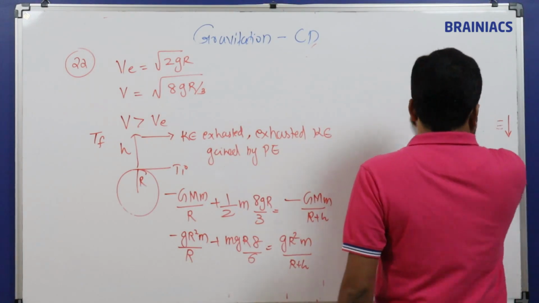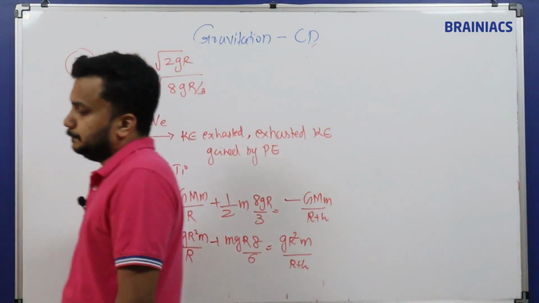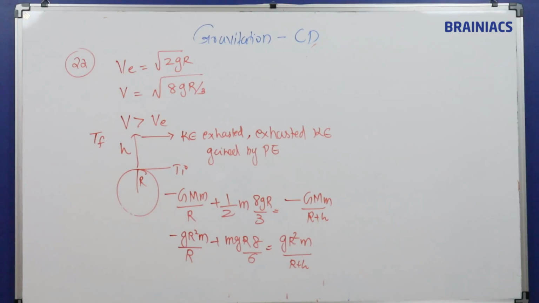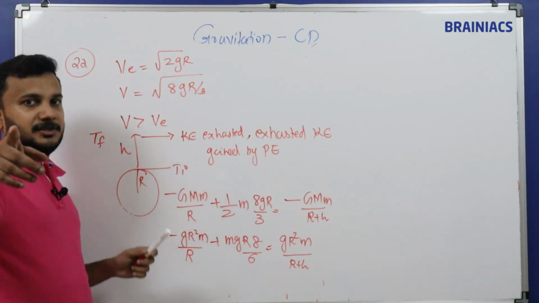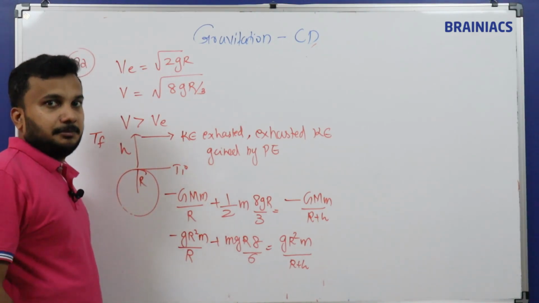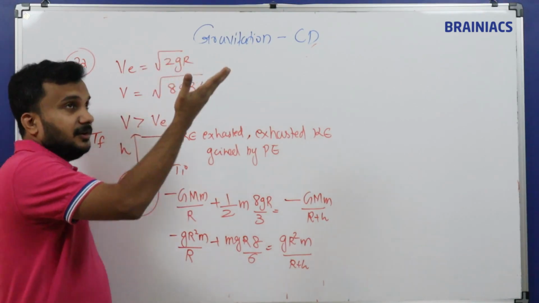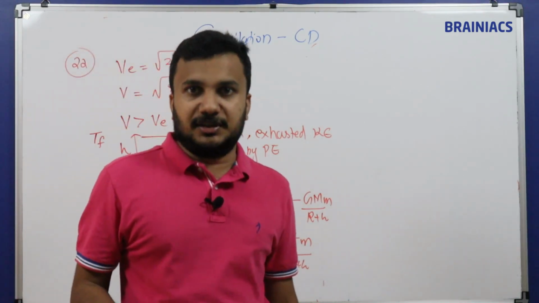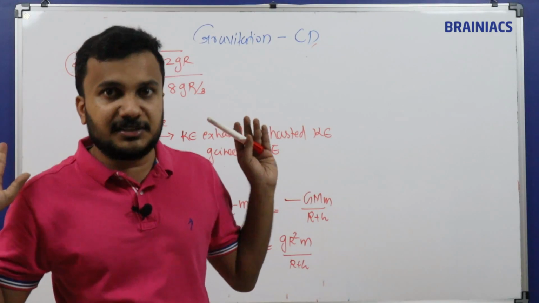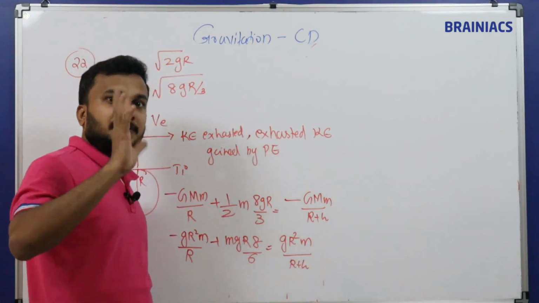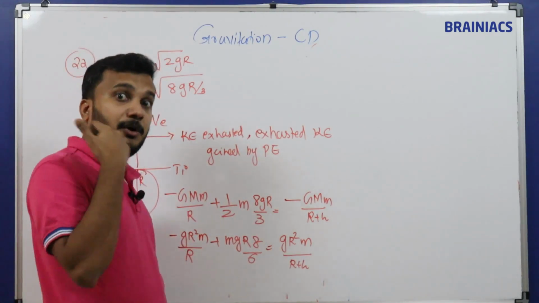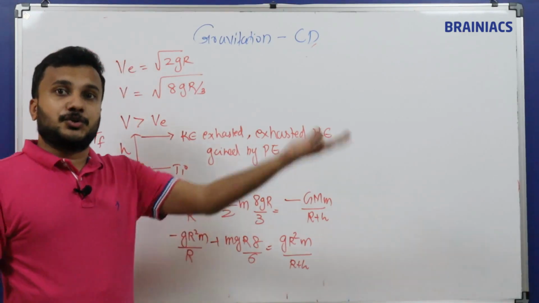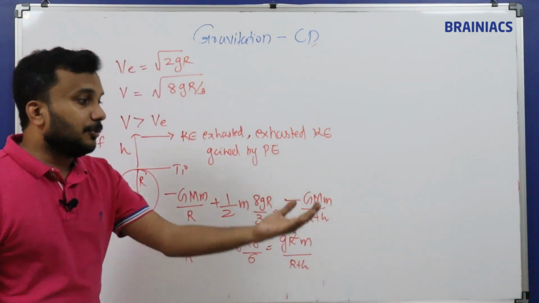Okay, so let's continue. Do not say that at maximum height the velocity is equal to 0. That is a wrong answer, because we are throwing above the escape velocity. If it is below the escape velocity, then the answer is 0, but we are not throwing within the escape velocity limit, we are throwing above it, so the ball will shoot up.